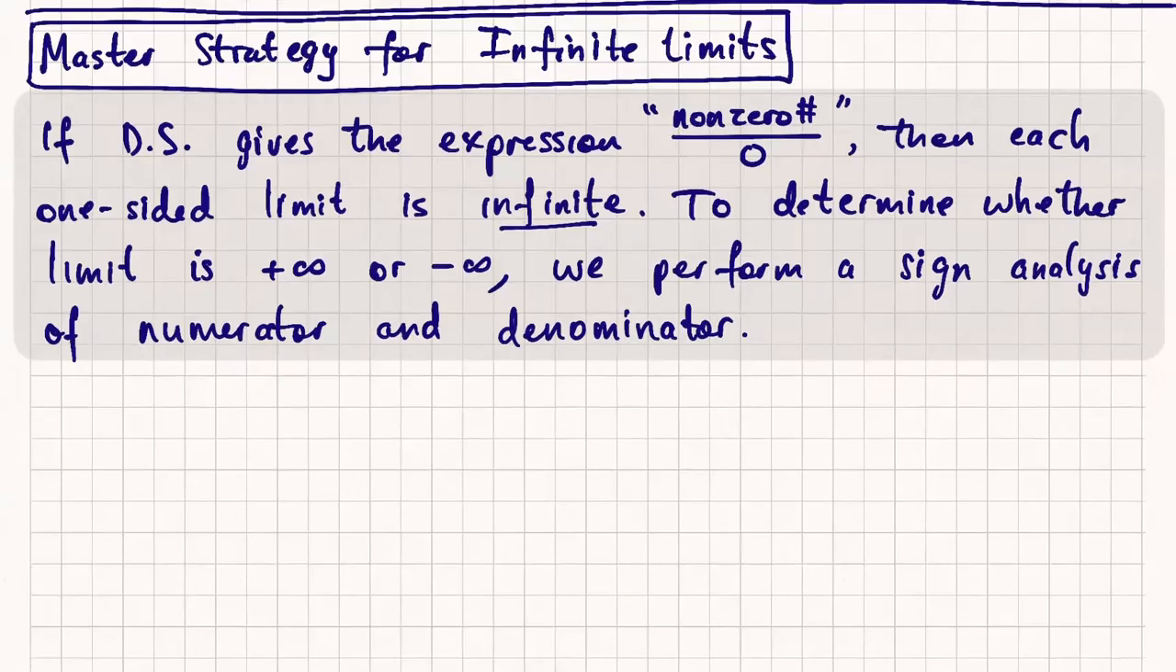exercises. But so it turns out that these limits are a little bit easier than the 0 over 0 limits. The 0 over 0 limits, we always need some sort of clever algebra. For a non-zero number over 0, there's less to do. You already know the one-sided limits are infinite. It's a matter of determining whether it's positive or negative. That's really what it boils down to.